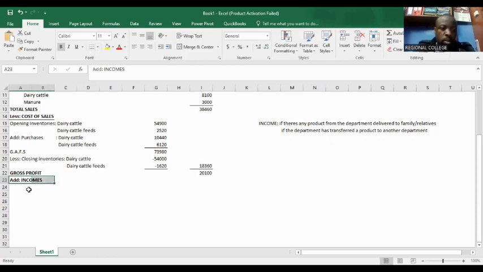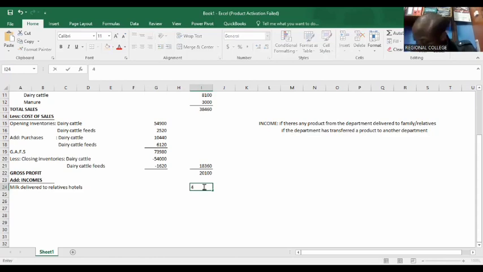So my first income is what has been delivered: milk delivered to relatives' hotels. So it's like they are selling to their relatives. So how much was delivered to relatives' hotels? 43,200.